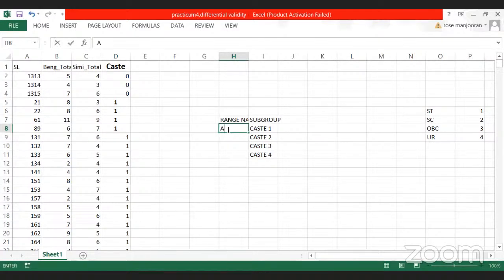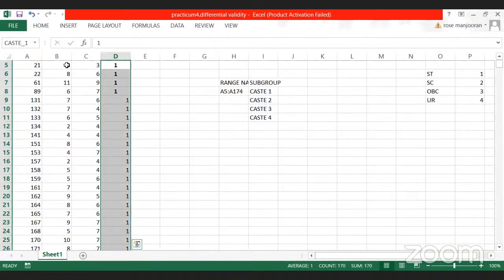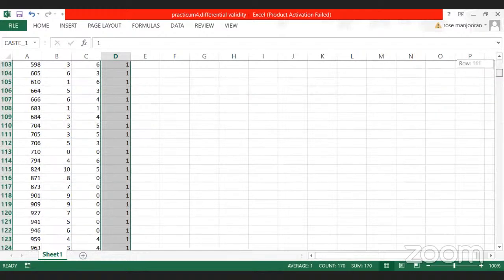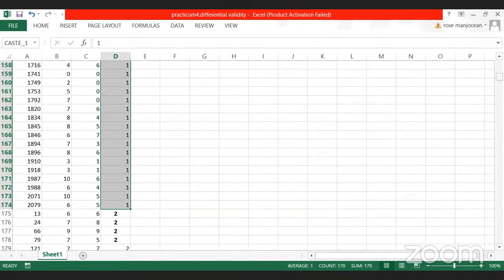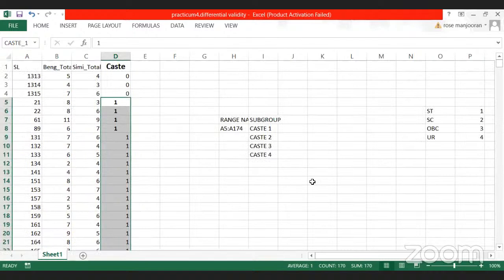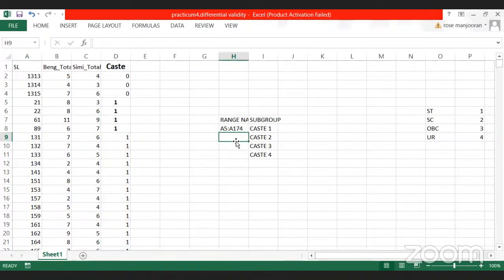So the range of caste 1 will be D5 to D174. Okay. So here, this is the range. So when you click on caste 1, you can see from which cell it starts. From D5, you can see here. Then it goes till here. So when you click on it, you will easily get it. This is for the easy calculation only.